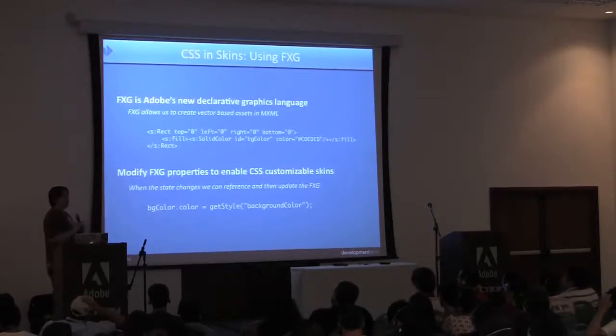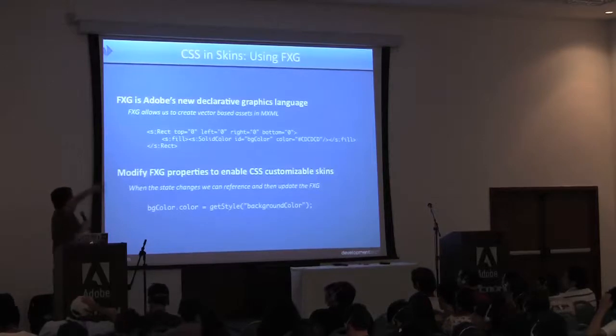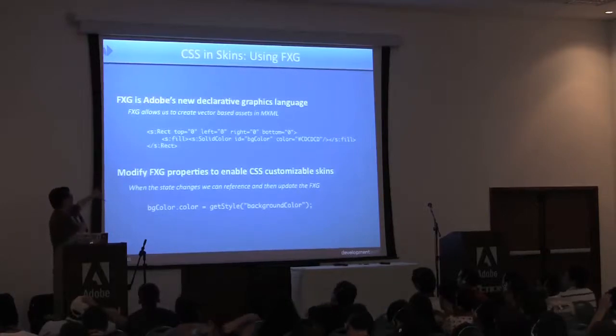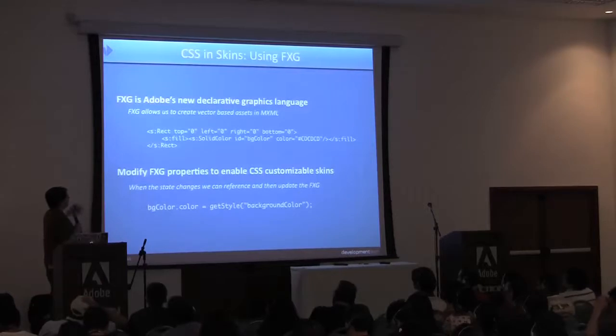If you open up the Flex SDK and look at how Adobe created the skin for the combo box, the skin for the button, the skin for the list, they're using FXG and CSS to support those properties. This is a way they're creating the flexibility, creating themes within our application. And that's something really powerful that we can take advantage of.